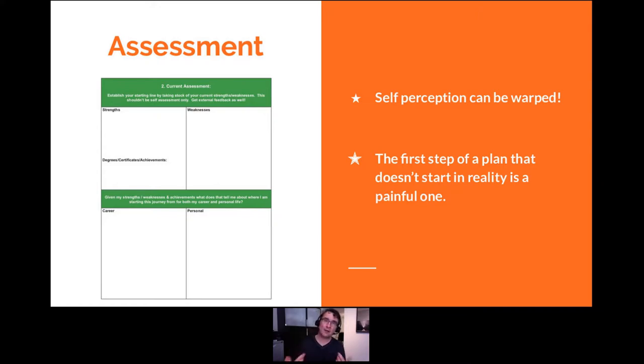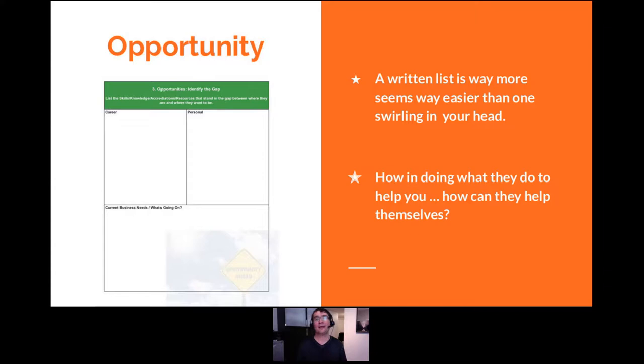By taking an interest in your employee and helping them take an interest in themselves, you're taking a cool first step towards engaging them. And when you've done that, it leads you to section number three, which is opportunity. It says, identify the gap. If you ever go to London, England, it's mind the gap on the subway. Mind the gap. And that's what we're doing here.